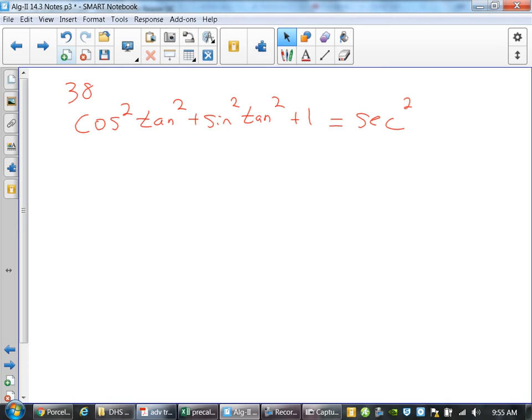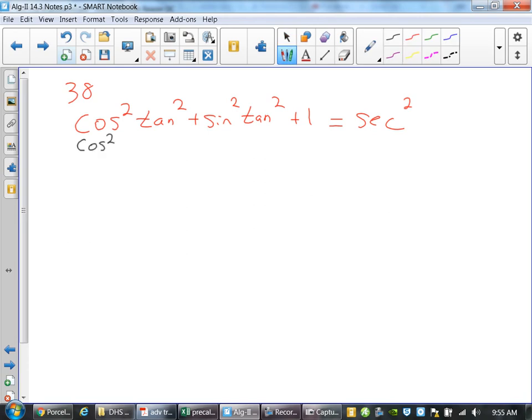You have three terms: cosine squared tangent squared, plus sine squared tangent squared, plus 1. And it has to show that it equals secant squared. So this one looks pretty nasty. Probably not. And you just cancel everything. Okay, I've got it. You get rid of the 1.